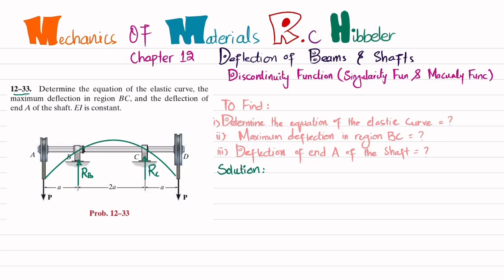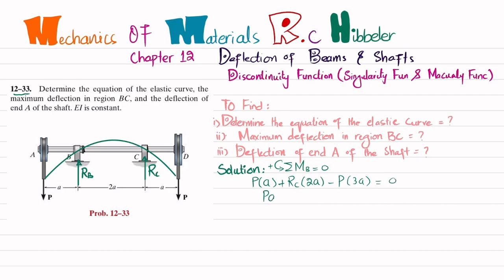So the first equation of equilibrium is that the sum of all moments about point B is equal to zero, taking the counterclockwise moment as positive. About point B, one moment is P into the perpendicular distance A, and this is producing counterclockwise, so it will be positive. So I will write P into A. The second moment about point B is due to RC into the perpendicular distance 2A, and this is also counterclockwise, so it will be positive. So plus RC into 2A. And the last moment is produced by P into the perpendicular distance 3A, and this is producing clockwise, so it will be negative. So minus P into 3A is equal to 0.